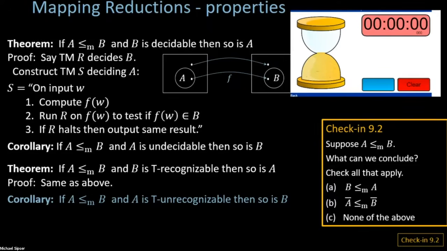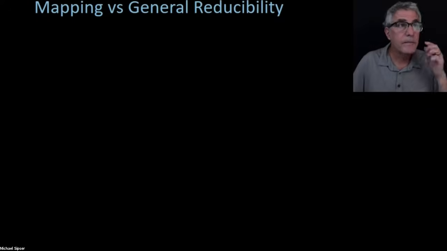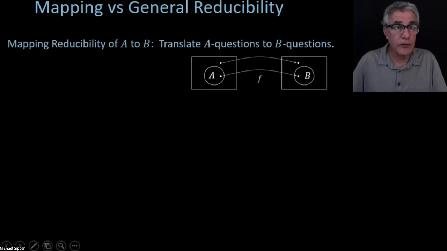So let us move on. Okay, mapping. I think it's actually this slide. Mapping versus general reducibility. So we're going to kind of contrast the two a bit. So mapping reducibility, which is what we've just been talking about, has this picture, which is, I think, a very useful picture to remember.